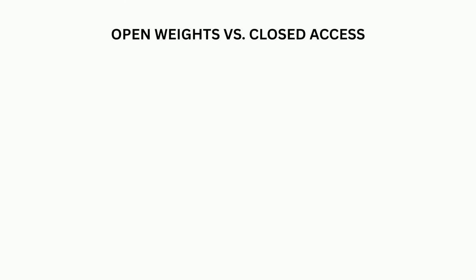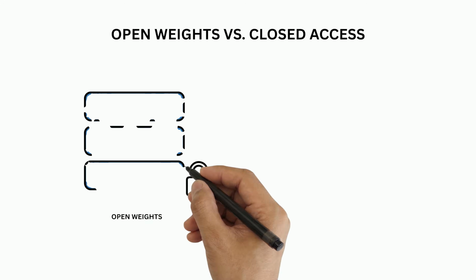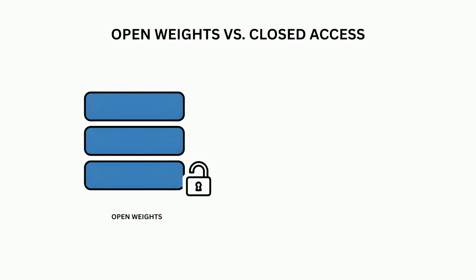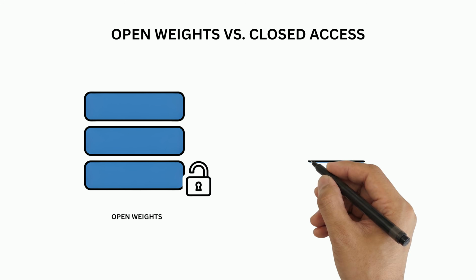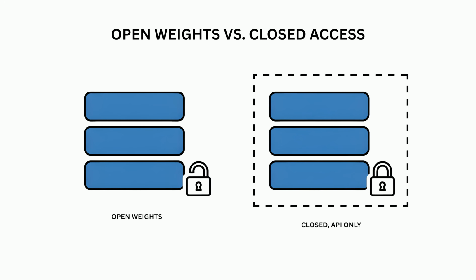LLMs also split along how they're distributed. Open-weight models publish their trained parameters, so anyone can download and run them locally, inspect them, or fine-tune them further. Closed models keep their weights private and are only reachable through an API, which matters a lot for security teams. With an open-weight model, you can audit exactly what you're running. With a closed one, you're trusting a vendor's infrastructure and their guarantees about your data.